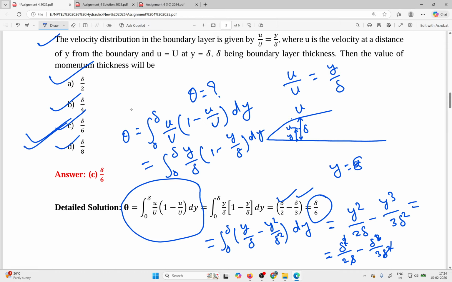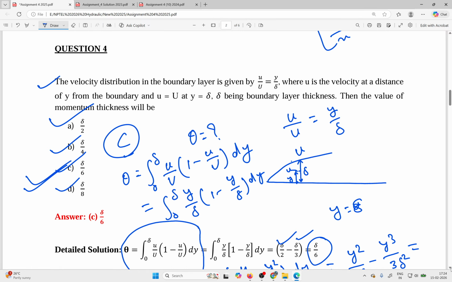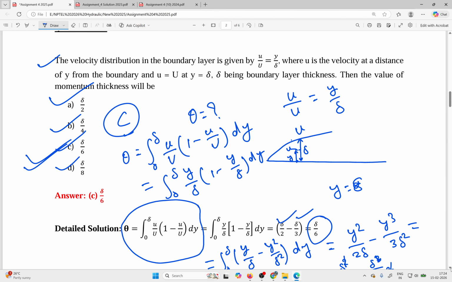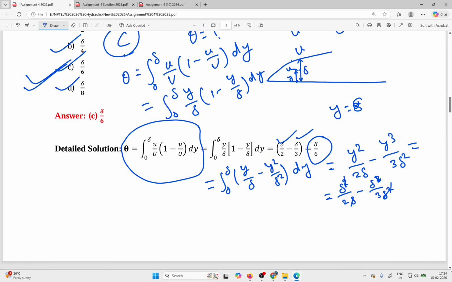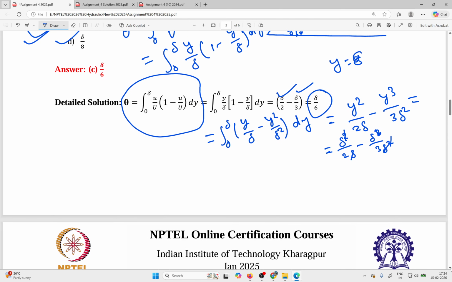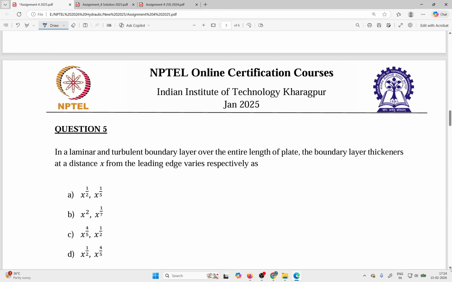So option C is correct here, please remember. Option C will be correct here for question number 4. Yes, question number 4, option C is correct, delta by 6. So now let us move on to the next question. Next question is question number 5. So please just read the question.